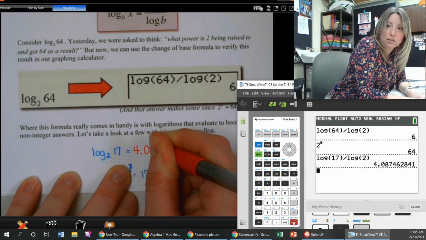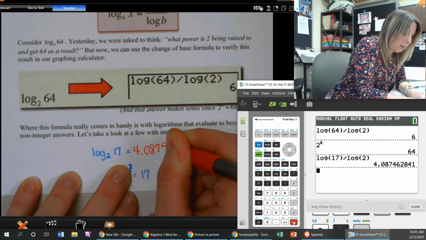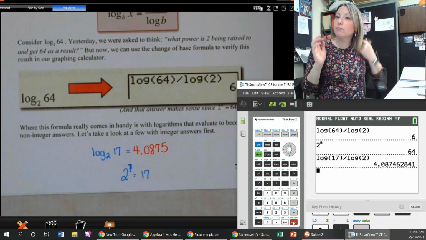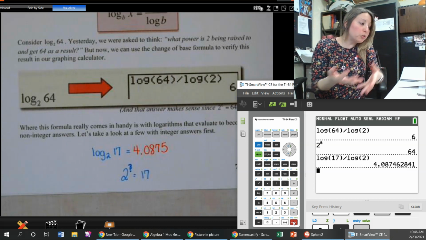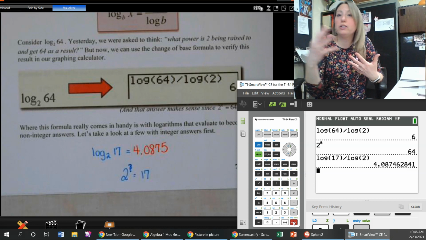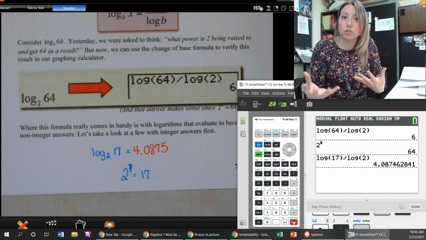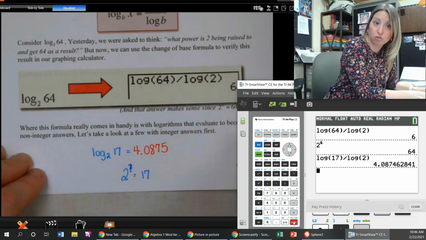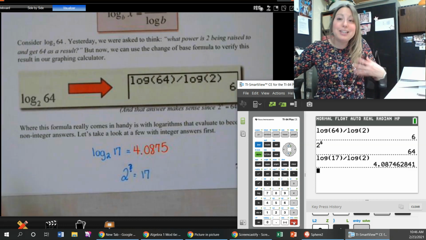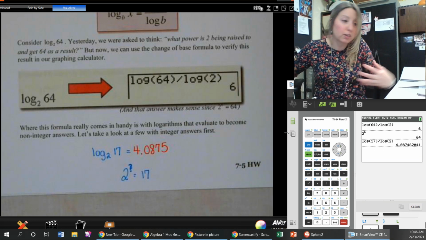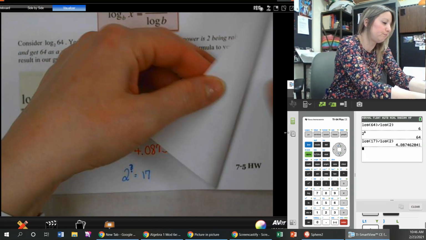4.0875. Round that last one up. So again, most of the time when you're using the log change of base formula, you're going to be having these non-integer answers. We're going to start by evaluating ones that will have integer answers just so we can easily test to make sure we're doing this correctly. So that's how we're going to start.